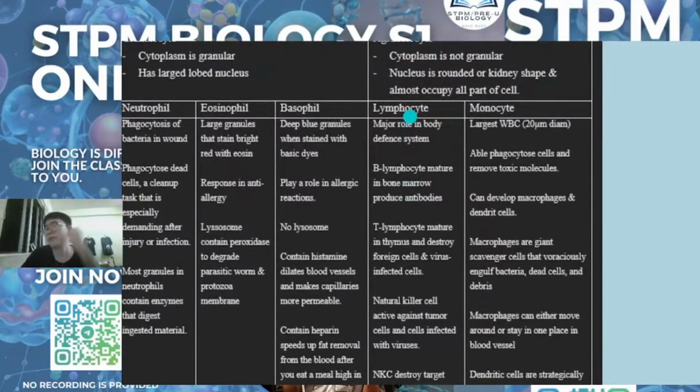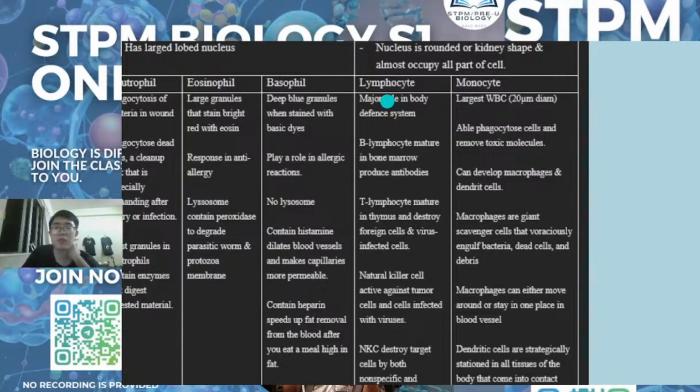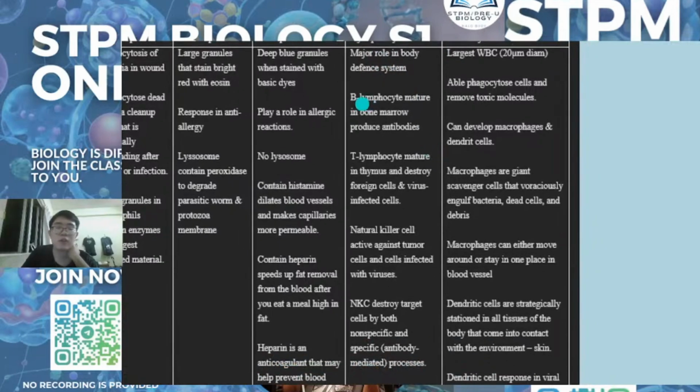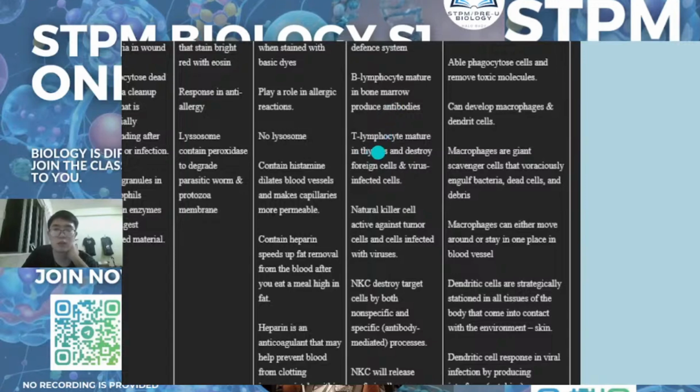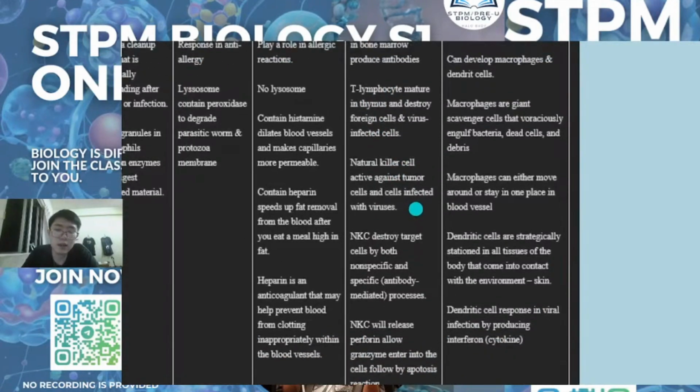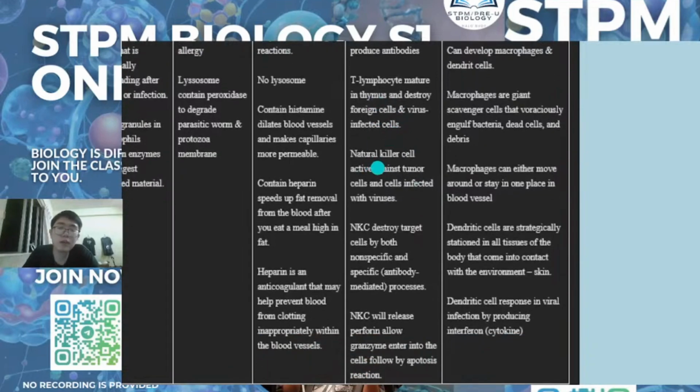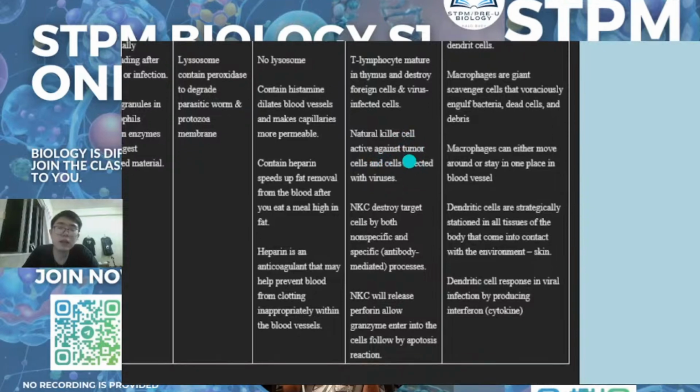And then lymphocyte is the major white blood cell in the body defense system. We know that we have B lymphocyte and T lymphocyte. B lymphocyte matures in the bone marrow, and the main function is to produce antibody. T lymphocyte matures in the thymus and is to destroy foreign cells and virus infected cells. So these are two main functions. Don't be confused. And another type of cell is natural killer cell. It is very active against tumor cells and cells infected with virus. Natural killer cell also destroys cells by both non-specific and specific processes, and will release perforin.